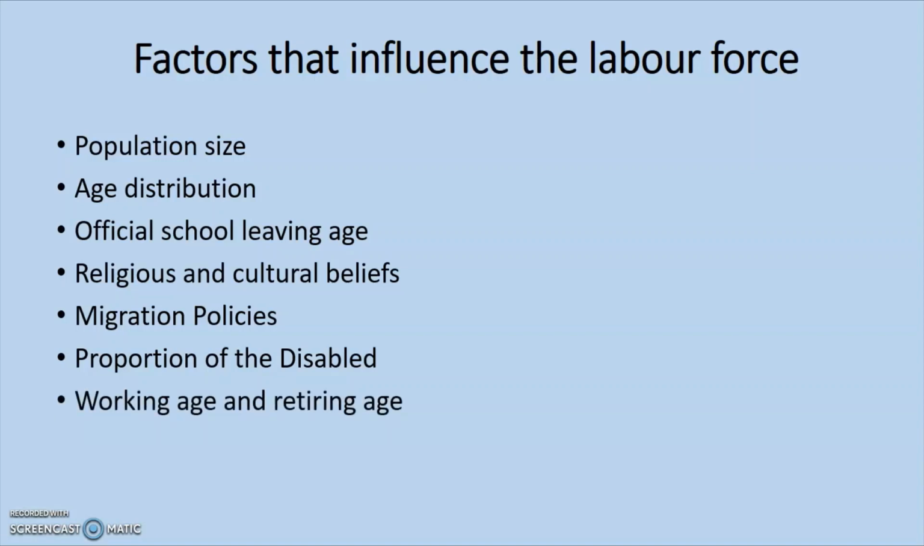Then we have the working age and then the retiring age. When you have a lot of people that are moving to their retiring age, that is, the majority of your labor force or the majority of the population are within, let's say, 58, 59, then you realize that your labor force will be affected negatively. But where the majority of the population are within the working class, then it means your labor force will increase.